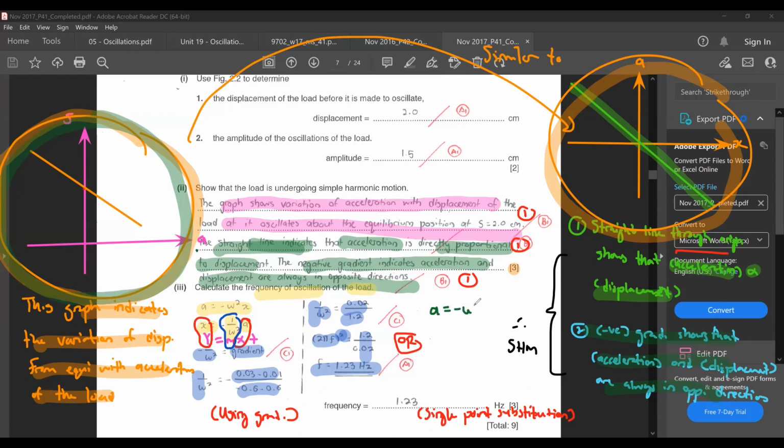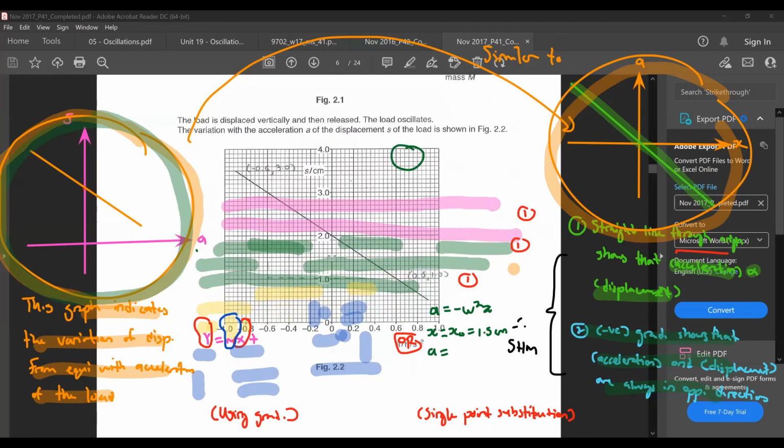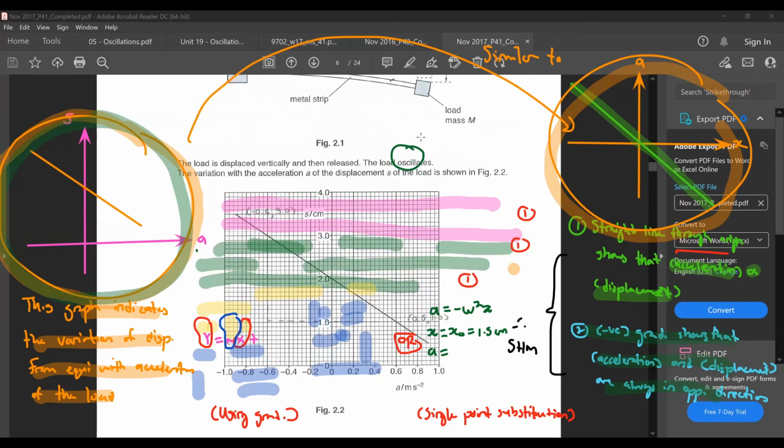So here, rather than doing something as complicated as this, you can just say, what if I just say a is negative omega squared x? Now, just now you already found certain things from your graph. You already found out your amplitude value as 1.5, right? So when x is equal to your amplitude, 1.5 centimeter, what was the value of your a from your graph? If you look at the value of a from your graph, let me just erase everything else here.